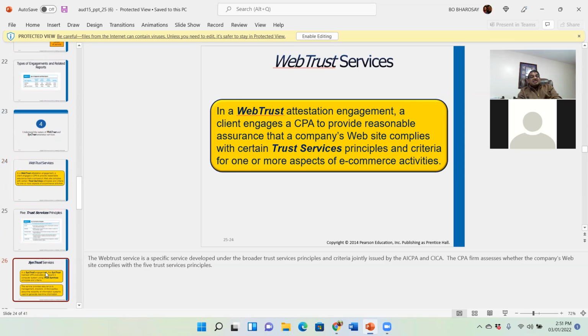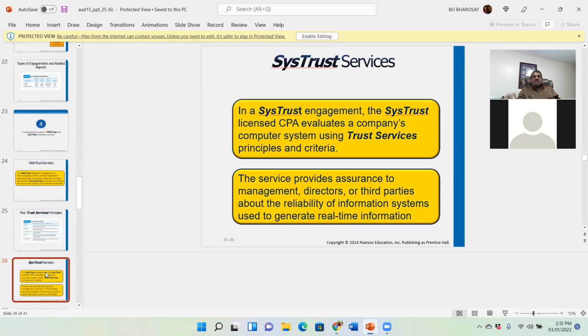Okay. SysTrust. In a SysTrust engagement, the SysTrust licensee evaluates a company computer system using trust services principles and criteria. The service provides assurance to management, directors, and third parties about the reliability of the information system used to generate real-time information. That's all I need you to know about SysTrust services.